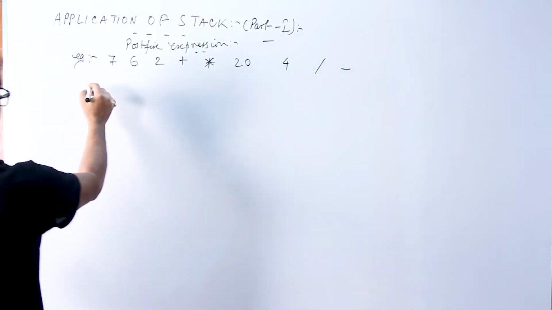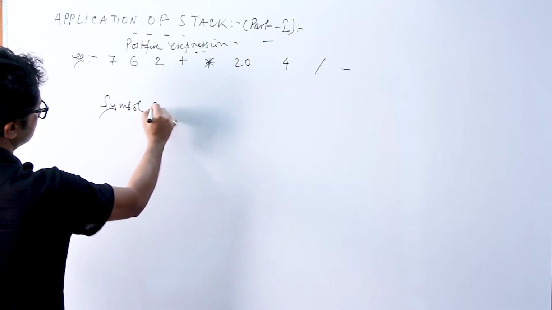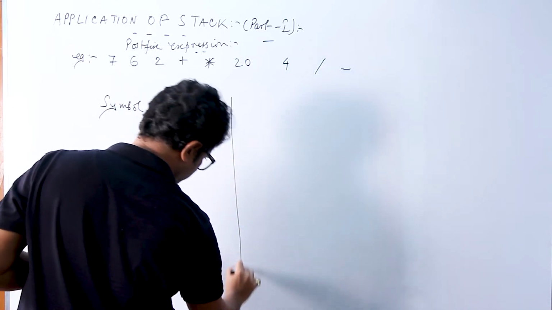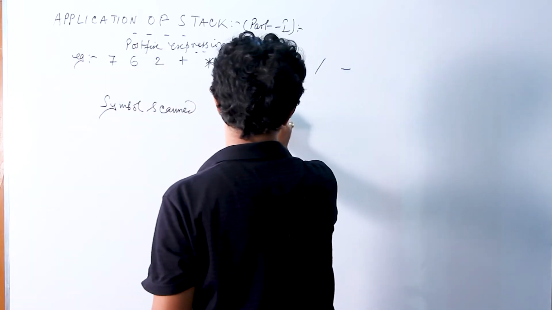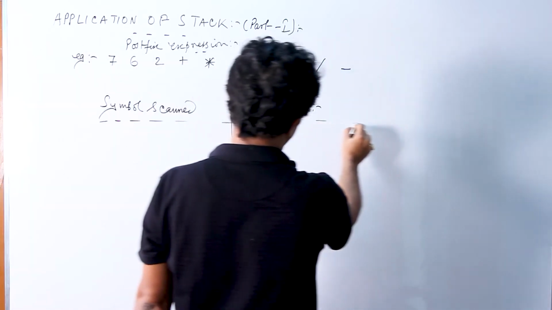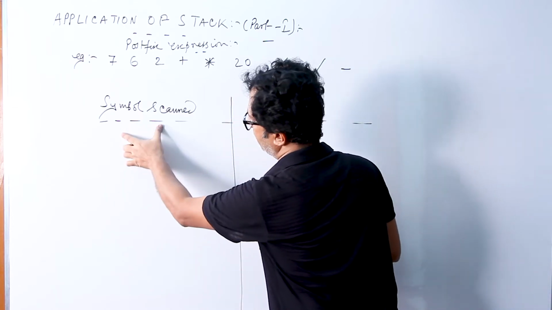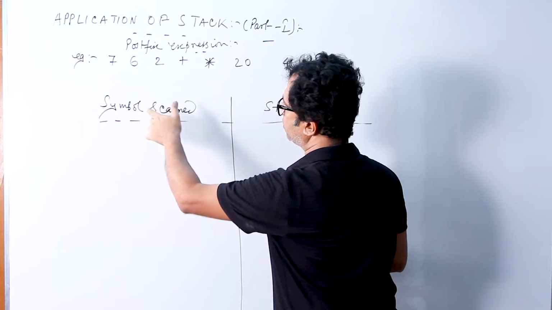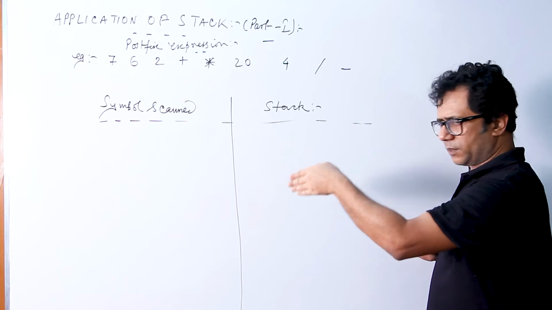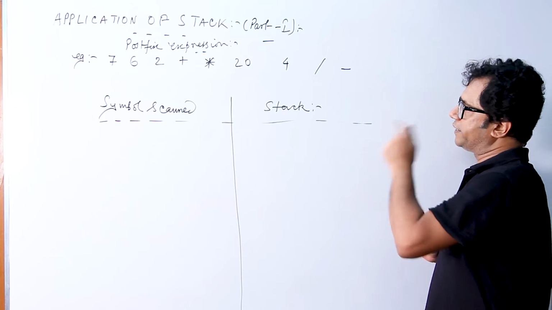So in this case, we will see our algorithm goes like this. We will take a table like this, with "symbol scanned" on the left side, and on the right side I will write "stack". So I will divide this answer into two parts in a tabular way, having the left side titled symbol scanned and the right side titled stack. There will be multiple steps, at the end of which we are going to determine the value of the entire expression.